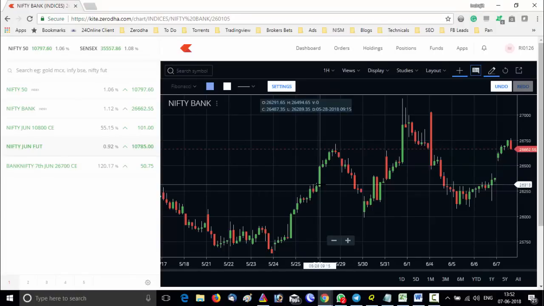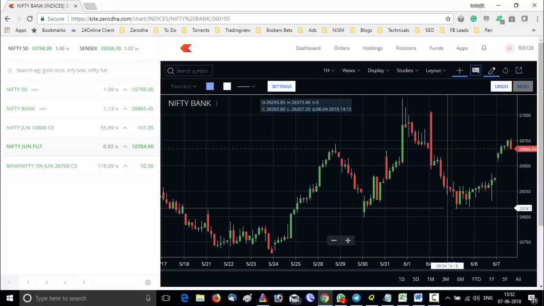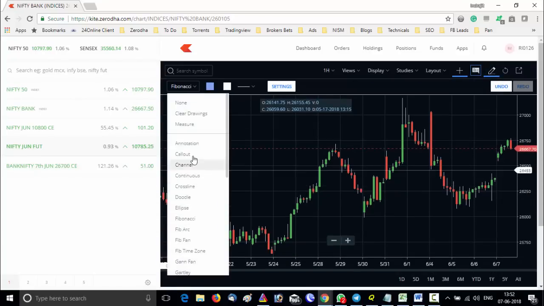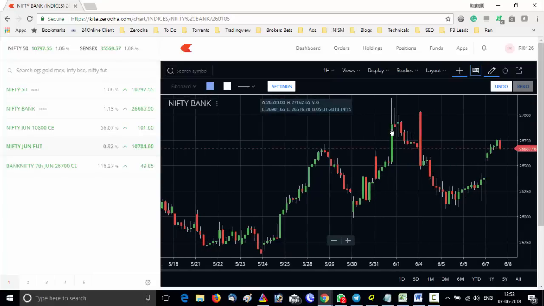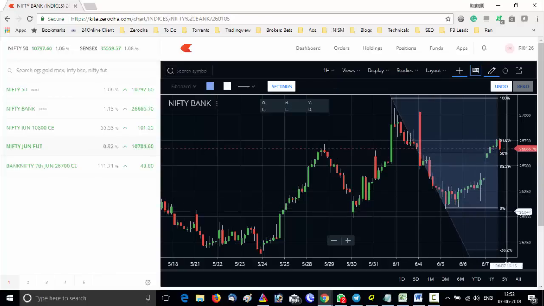Now let us see the technical scenario of Bank Nifty currently. The Bank Nifty has made a high around 27,160 level, and from there it has made a low around 26,075 level. So let us find out its Fibonacci levels. Zerodha Kite will automatically draw the Fibonacci levels. Just select Fibonacci from the tools and connect the last top and last bottom. So this is the Fibonacci level.